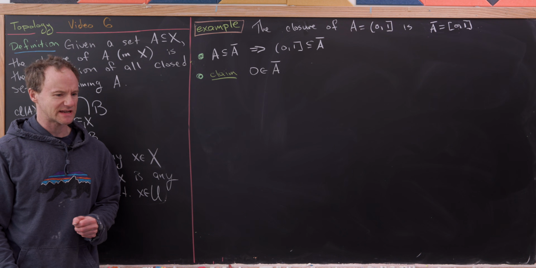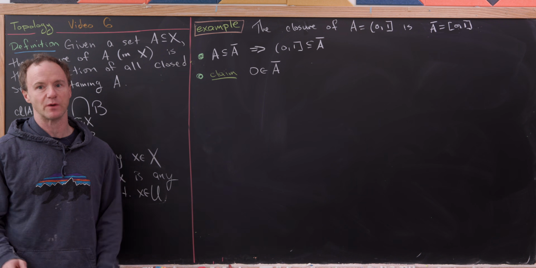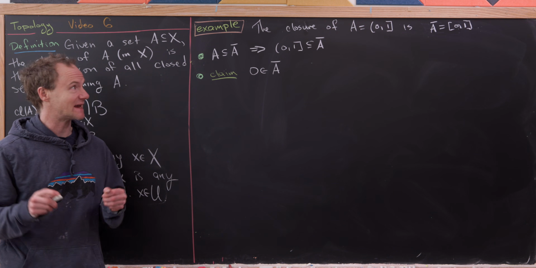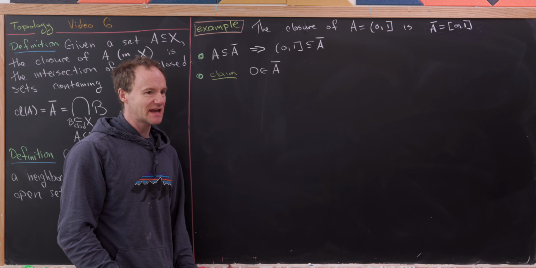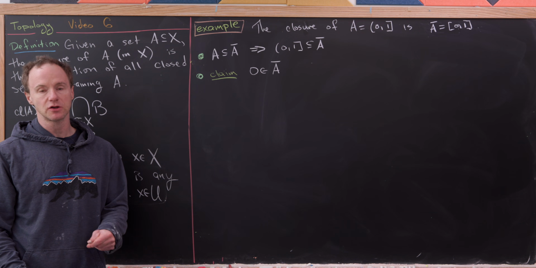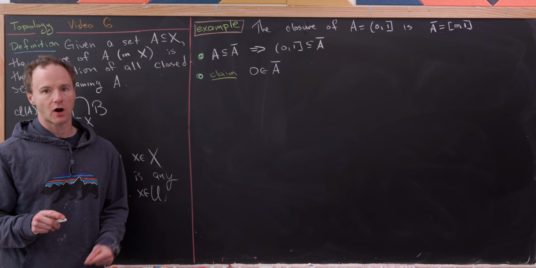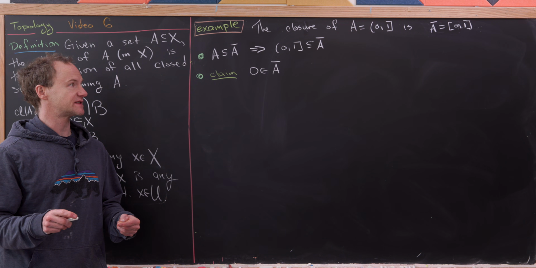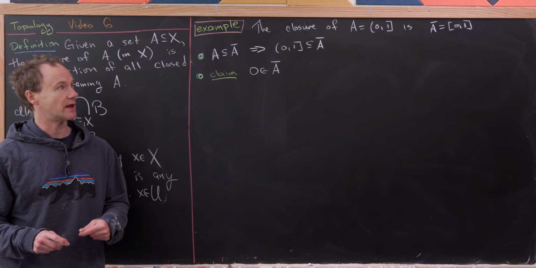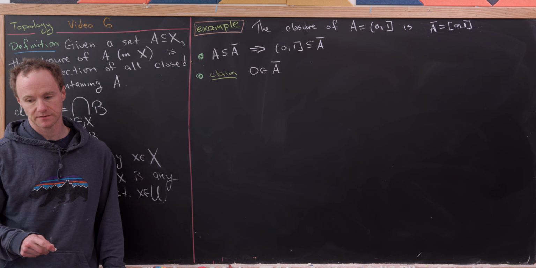Now let's look at an example that really shows us that the definitions are acting the way that we want them to. In other words, they're producing results that kind of make sense. So let's take a set A to be the half open interval from 0 to 1, including 1 but not including 0. And so I think we can all agree that the closure of this should be the set 0 to 1, including both 0 and 1, so that closed interval.